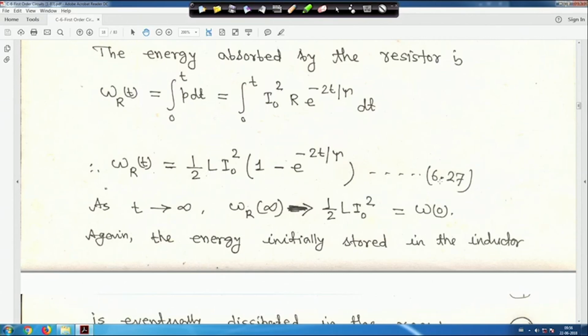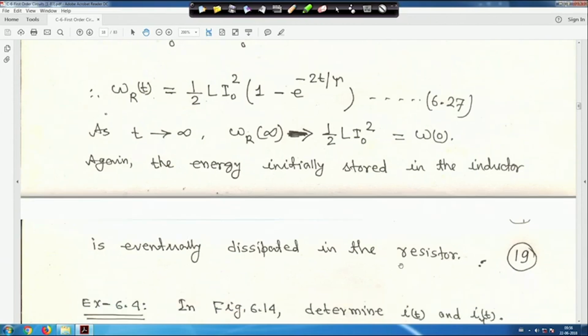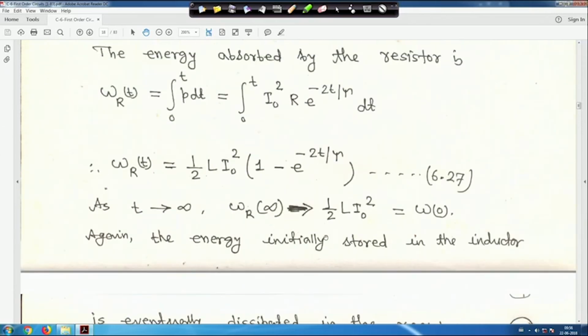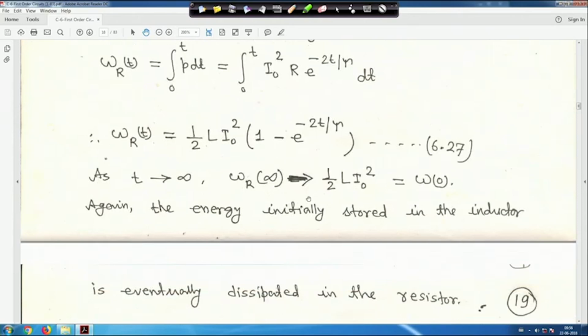This is equation 27. So as t tends to infinity, w_R of infinity is equal to half L I0 square, which is equal to w0, the initial energy stored. Again, the energy initially stored in the inductor is eventually dissipated in the resistor. I hope these things are understandable to you, quite simple.